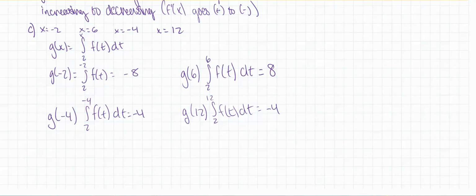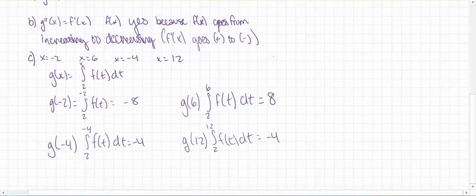So with all of these we have integrals, so we have g of negative 2 is negative 8, g of 6 is 8, g of negative 4 is negative 4, and g of 12 is negative 4. So the min and the max of g of x are negative 8 and 8.